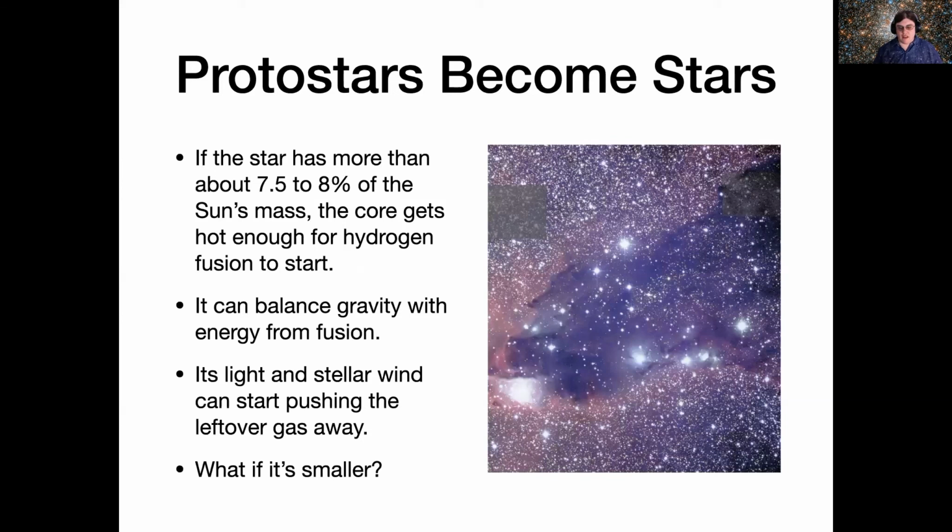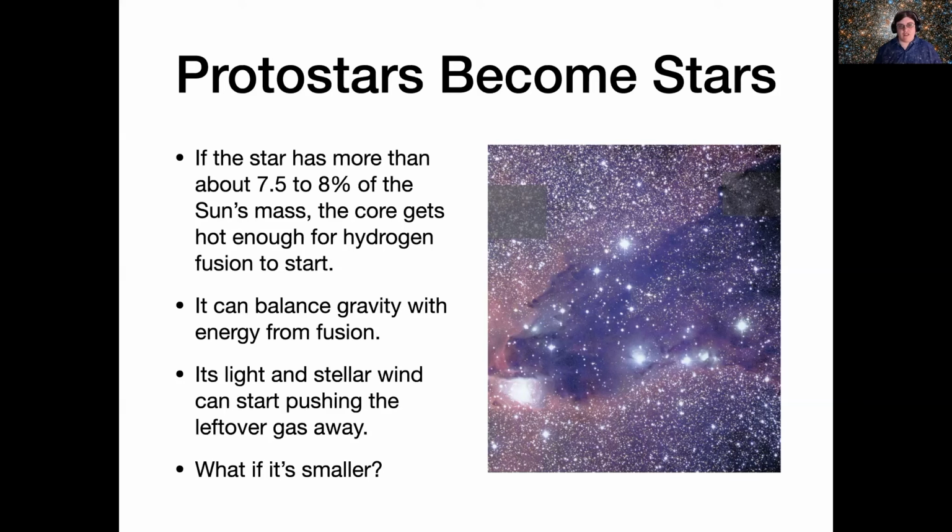Now, for this object to become a star, it needs a bit more than 7.5 to 8% of the sun's mass. At that point, as it collapses, at some point, hydrogen fusion will start. It'll be putting out its own thermal energy rather than just gathering thermal energy as it collapses. It can start to basically come into equilibrium. It balances gravity pulling inward and the energy from fusion pushing outward. It settles onto the main sequence, and its light and stellar wind can start pushing out all the leftover gas, which we talked about with planet formation.